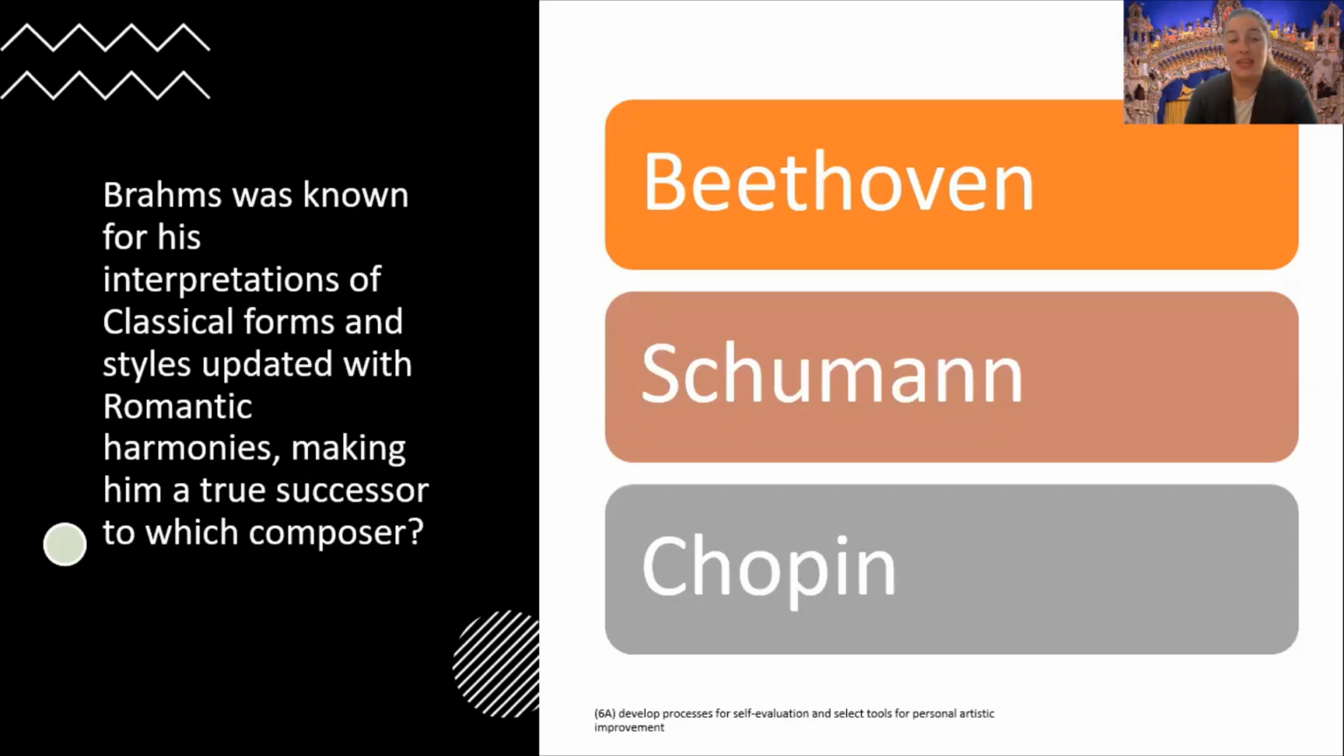So tell me, Brahms was known for his interpretation of classical forms and styles updated with romantic harmonies, making him a true successor to which composer, and he hated it. So who was he compared to? Beethoven, Schumann, or Chopin? Who was he compared to?